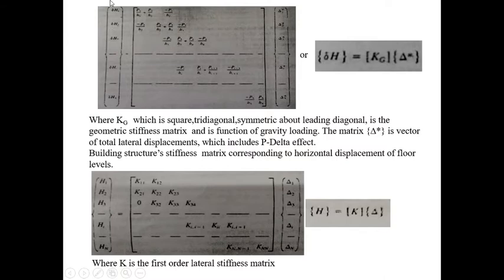So you're seeing that P value is present here. And this is nothing but the lateral displacement matrix, which is a vector quantity. So this is the simplified equation we can write for this matrix here. So now the building stiffness matrix corresponds to horizontal displacement of floor levels. When we consider this displacement for the floor levels, we write it as H1, H2, H3 up to Hi, then again Hn, n number of floors.